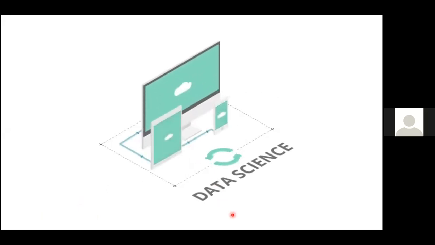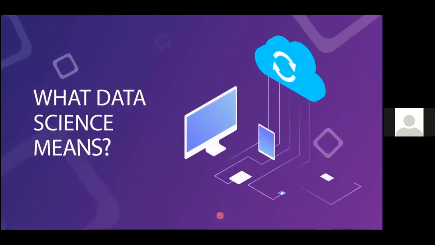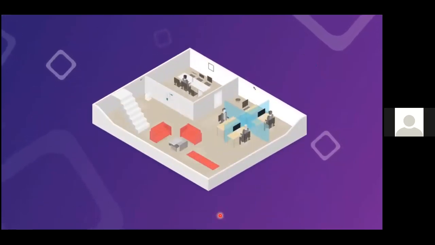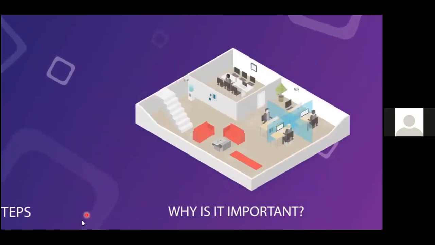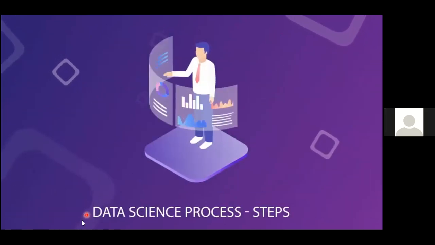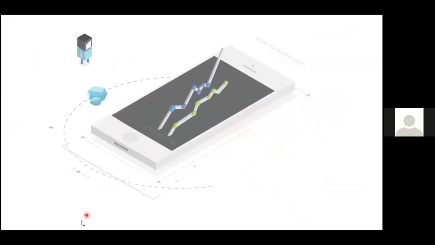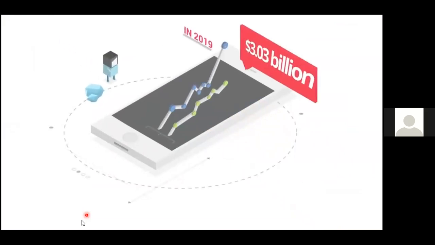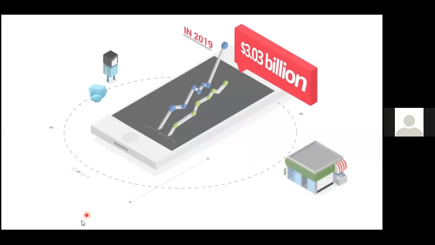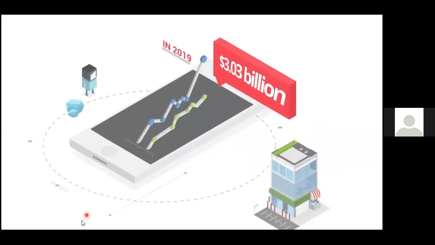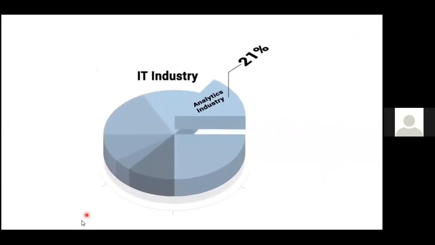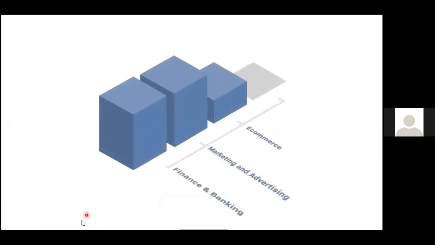We will be explaining the different aspects of data science, including what data science means, how data science is shaping different industries, why it is important, and most importantly, what are the different steps involved in the whole data science process. So let's begin. So why is data science and the analytics industry growing so rapidly? In 2019, the analytics industry has grown to $3.03 billion in size and is expected to double by 2025. Overall, the analytics industry currently accounts for almost 21% of the whole IT industry in India. If you look at the adoption of data science in different industries, you would see that finance and banking contributes to most of it. So what is data science?